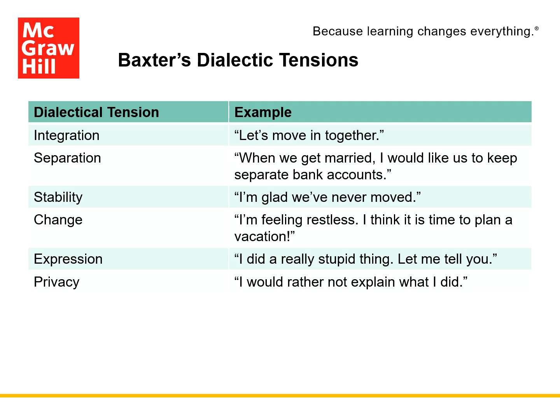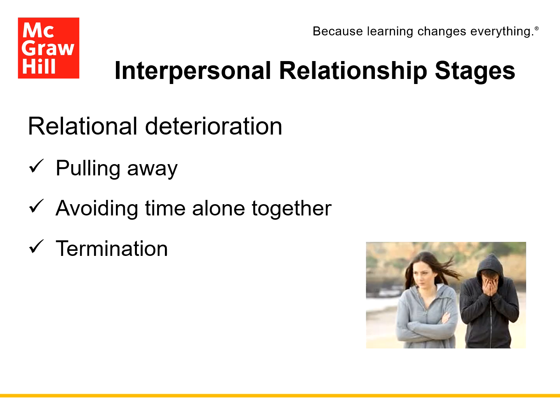And so you're with somebody and you enjoy the interaction. And then there's change, and this happens in relationships sometimes. Feeling restless, I think it's time to plan a vacation. And then there's expression: I did a really stupid thing, and let me tell you what it was. And then there's privacy: I'd rather not explain what I did. And then the interaction comes in when these things lead to tension, which is inevitable.